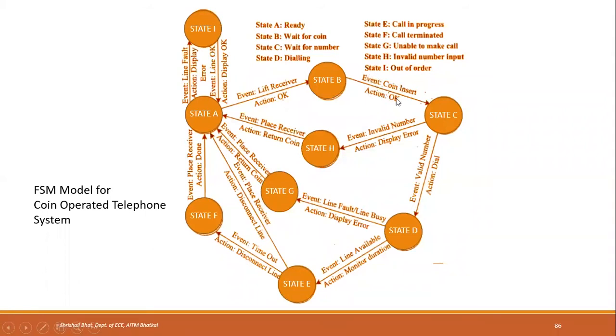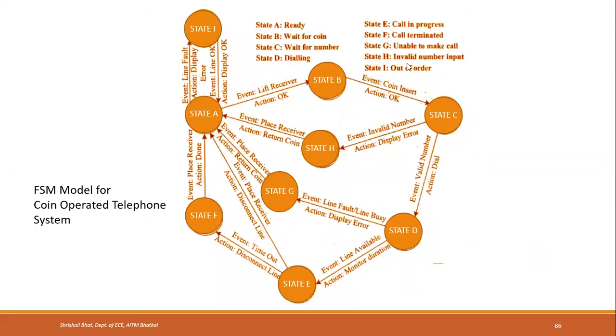Once the coin is inserted, it will go from wait for coin to the wait for number state. After inserting the coin, the user has to input a number, dial a number. So it will be waiting for a number. That is the wait for number state. If the entered number is valid, it will go to the dialing state. That means it will start dialing. The action is dial.